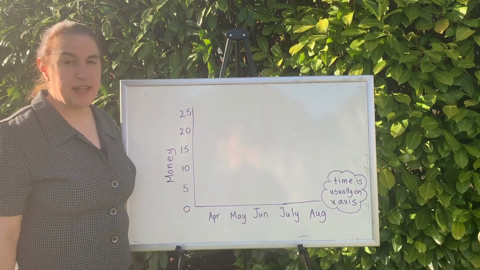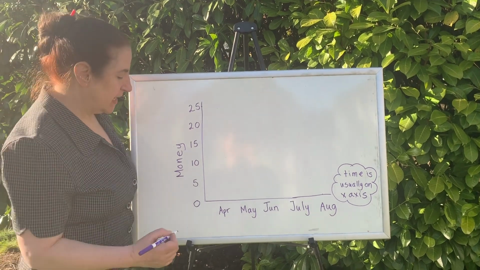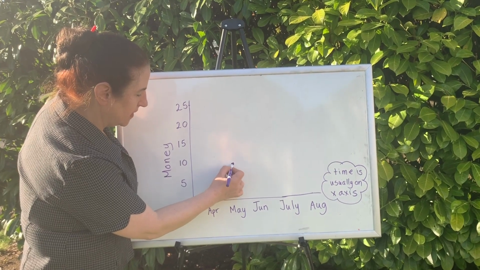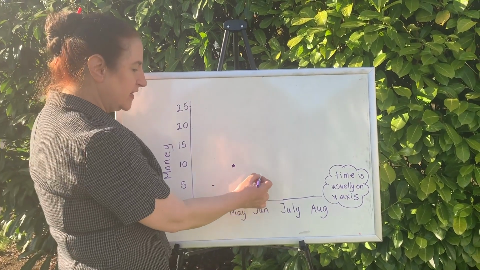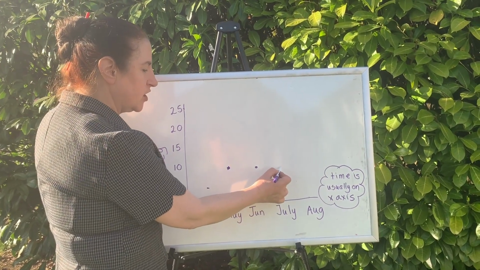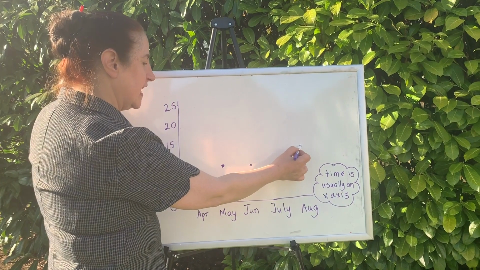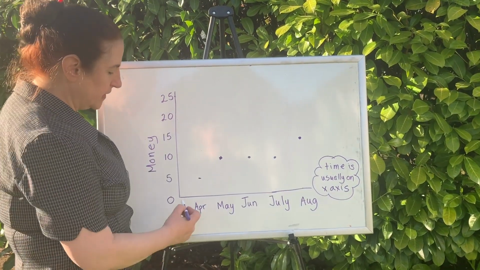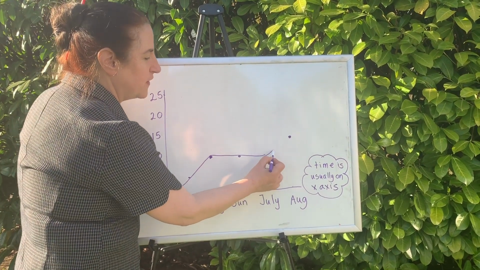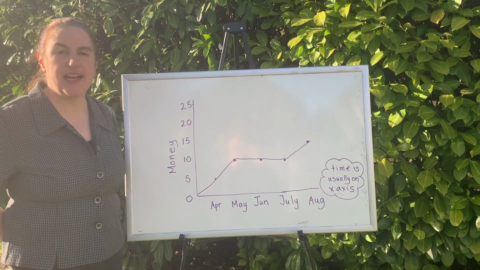Here's what it might look like if Oscar's family left town in June and he didn't cut my grass. He made $5 in April and $10 in May, but in June they left and he still had that $10 bill in his pocket. And they came back in July and he still had that $10 bill in his pocket. Then in August I paid him $5 more. Then he had $15. Let's see what that would look like. He made $10, then it stayed even, and then he made $5 more. So you can use a graph to show a picture of what happened in time.